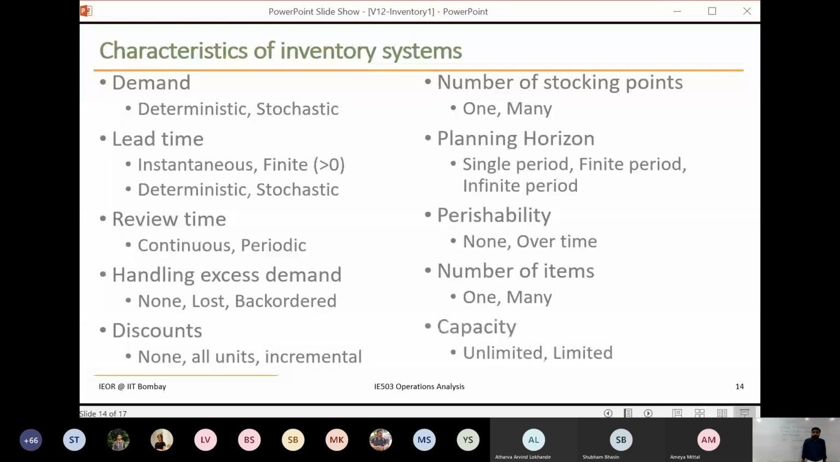Capacity refers to the capacity of the stocking place, like how much inventory the warehouse can handle, how much inventory that retailer can handle. But typically we assume unlimited capacity. In some cases we may take limited.